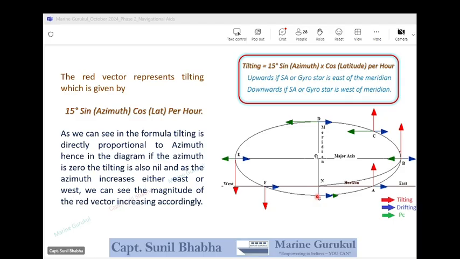Now, as you go away from the meridian, let's say from point Golf, we are moving further on the ellipse. Now the azimuth is increasing. The azimuth of the spin axis keeps on increasing. When the spin axis reaches point A, it has a certain azimuth. The difference between the meridian and this point A represents the azimuth now. Since there is an azimuth present, we will also have the tilting present, and you can see the tilting vector is present here.